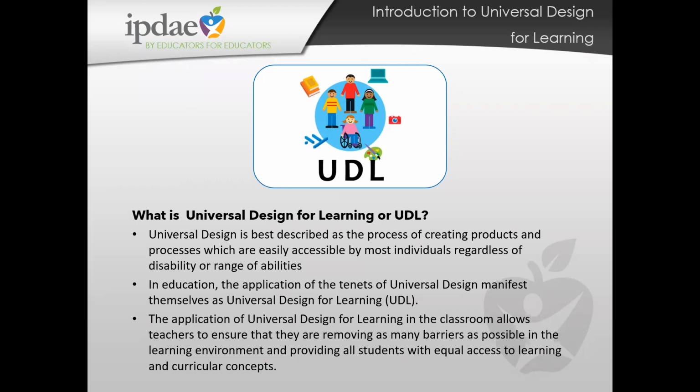According to CAST, UDL is a framework to guide the design of learning environments, which are accessible and challenging for everyone. Ultimately, the goal of UDL is to support learners to become expert learners who are each in their own way purposeful and motivated, resourceful and knowledgeable, and strategic and goal-driven. UDL aims to change the design of the environment rather than to change the learner. When environments are intentionally designed to reduce barriers, all learners can engage in rigorous and meaningful learning.